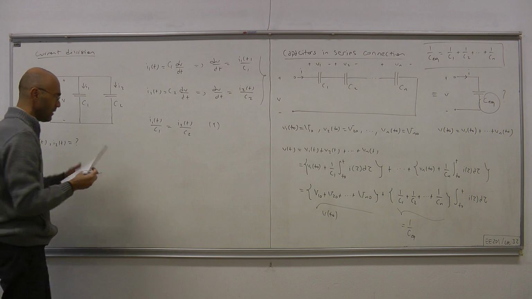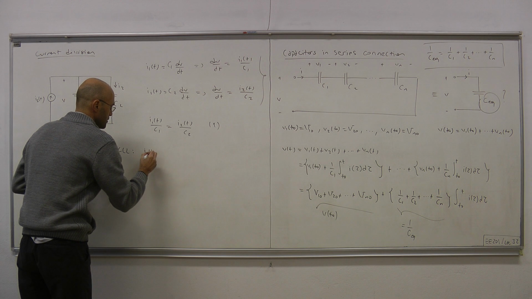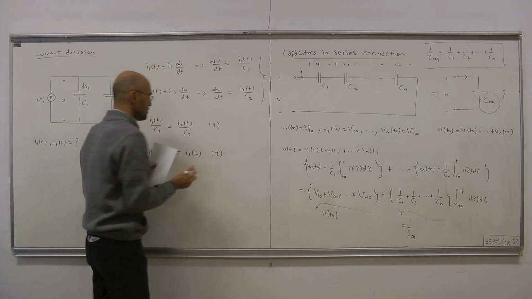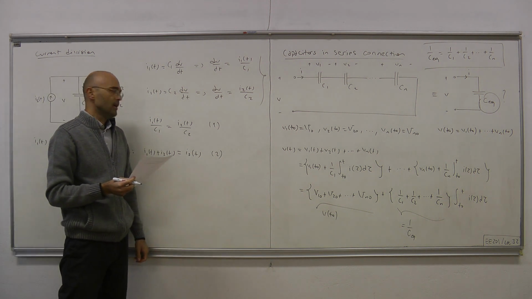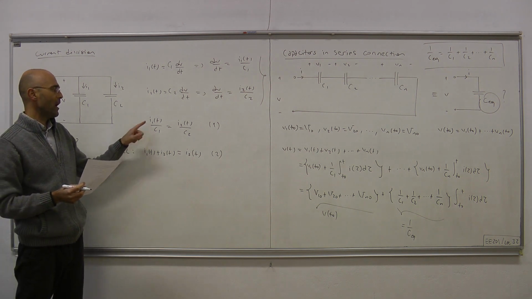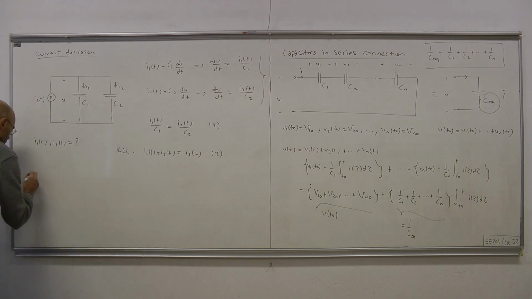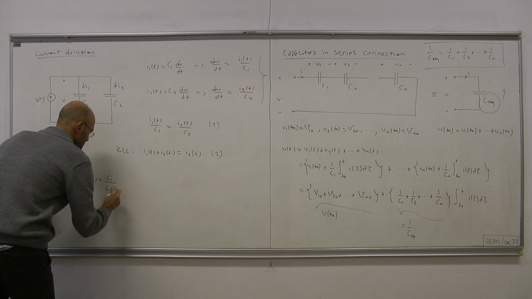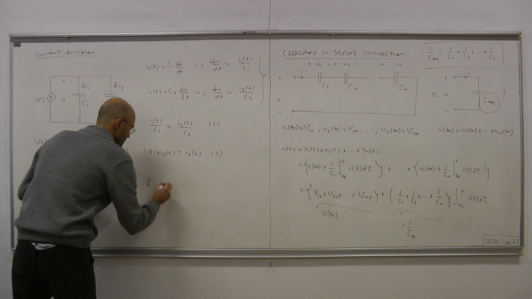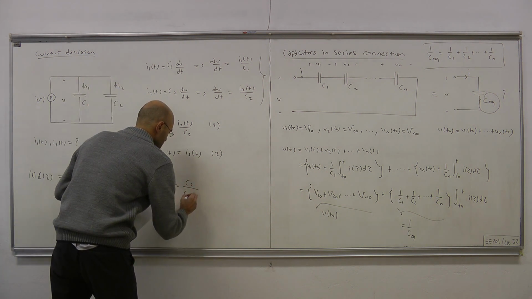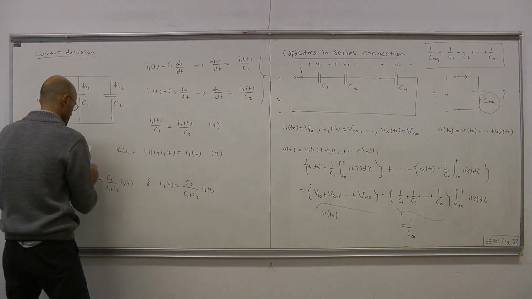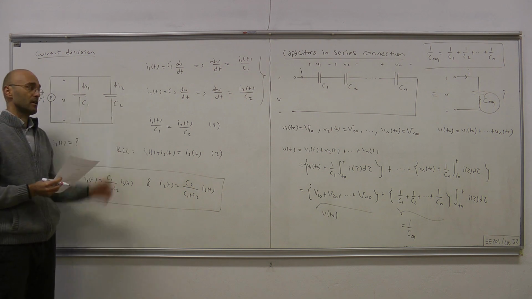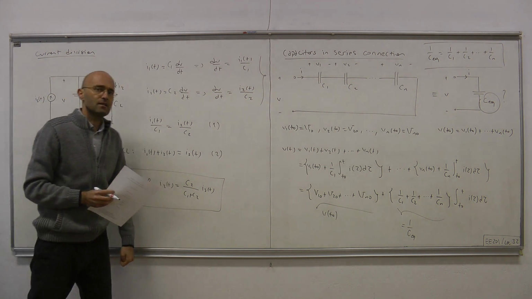Another equation is coming from KCL. KCL implies that I1 of t plus I2 of t at all times must equal the current supplied by the current source. Let's call this equation 2, and combining equation 1 and equation 2 allows us to express I1 and I2 in terms of Is. Okay. So 1 and 2 yield I1 of t equals C1 over C1 plus C2 times Is of t, and I2 of t equals C2 over C1 plus C2 times Is of t. Okay. So it means that the larger the capacitance, compared to the other capacitance, the larger portion of the current will be flowing over that device.